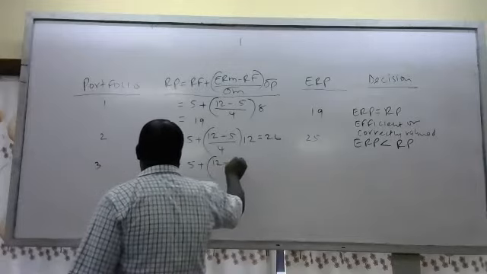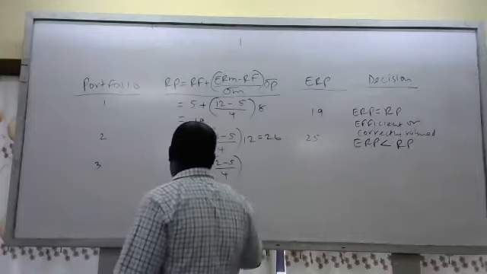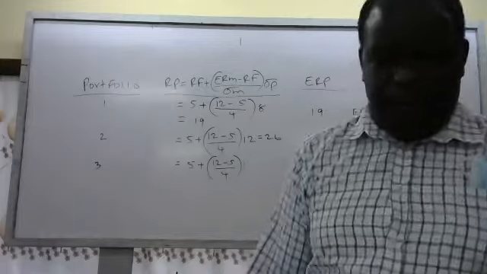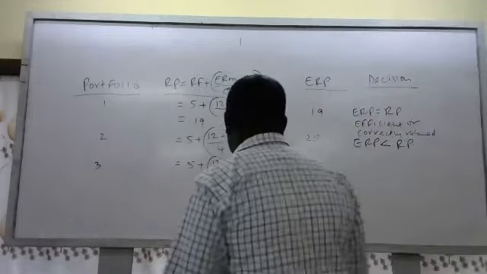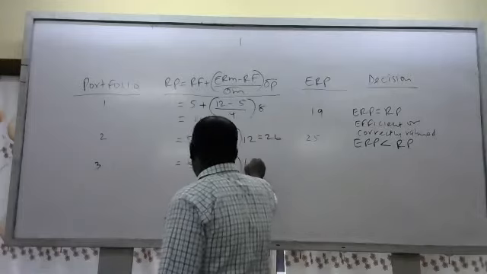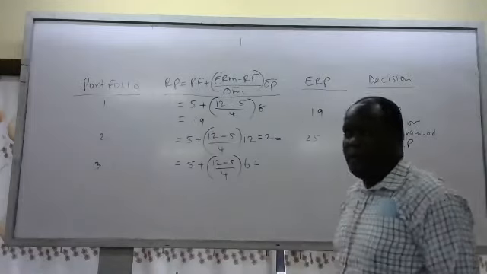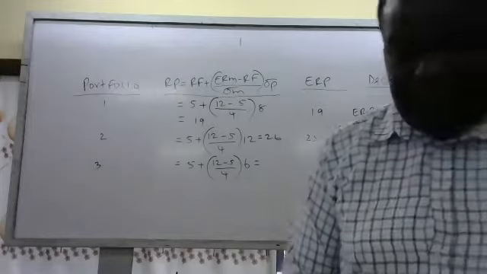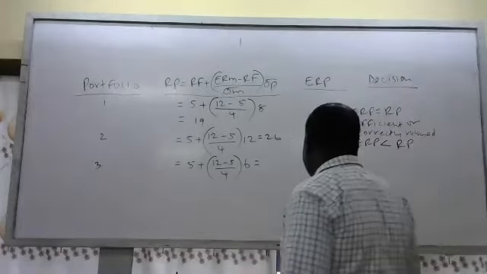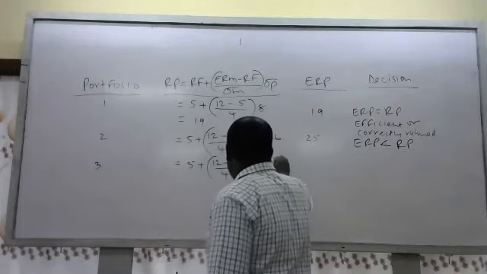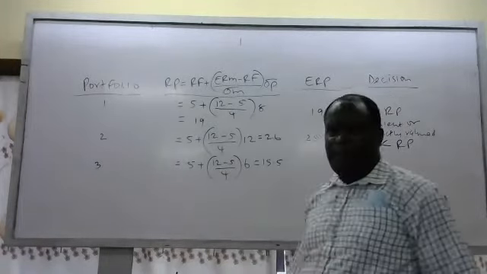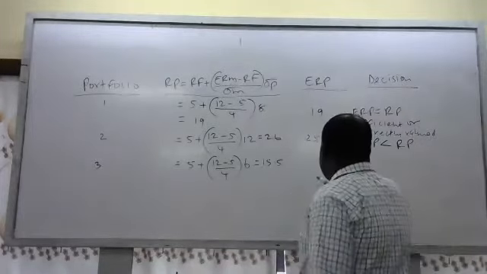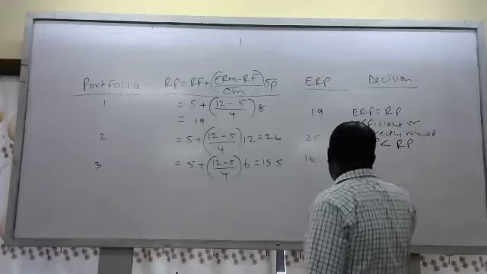Portfolio 3. So it is 5 plus, 12 minus 5 also divided by 4. So the standard deviation for that is 6. Yeah, so you also compute the figure, then you see it to be able to give us how much. Sorry? It is 15.5. So expected was given. They gave us 16. So this one is super efficient.